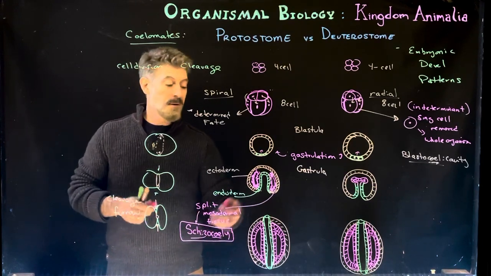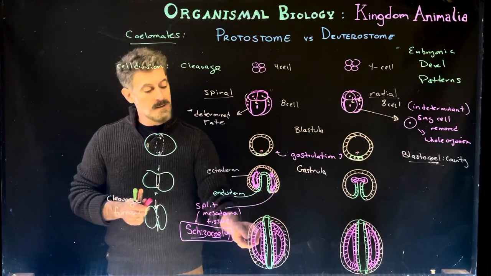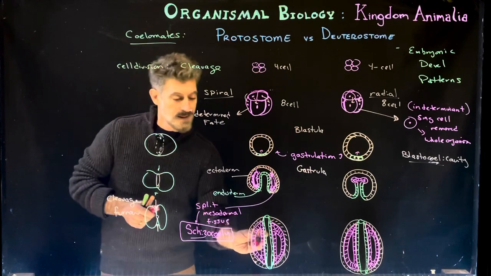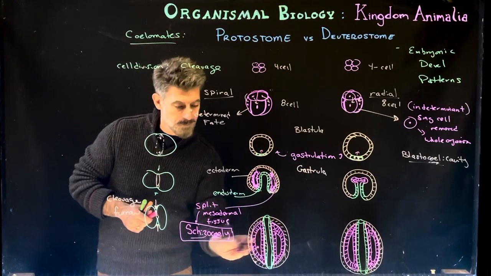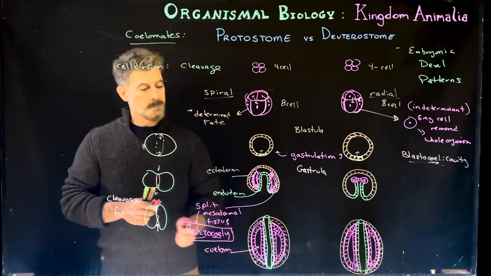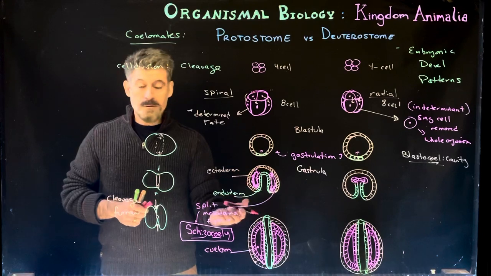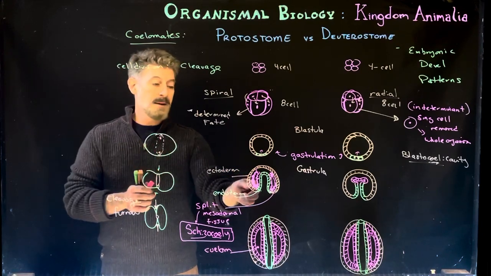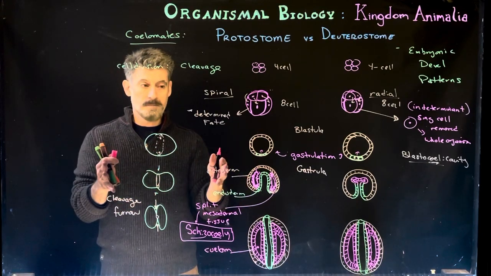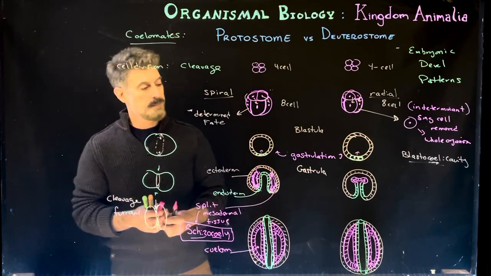And remember, coele again refers to the cavity. So it's a cavity formed through a split in the tissue. And so that's what we have happening here. This cavity will be the coelom. It's a cavity completely surrounded by mesoderm. And it was formed through the mesoderm actually splitting from solid mesodermal tissue. That's how the coelom develops in protostomes.